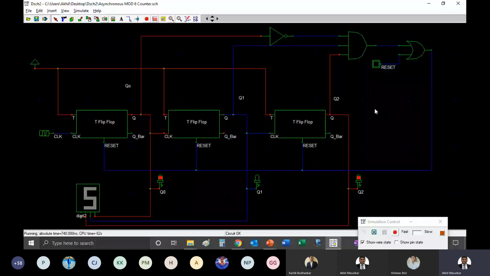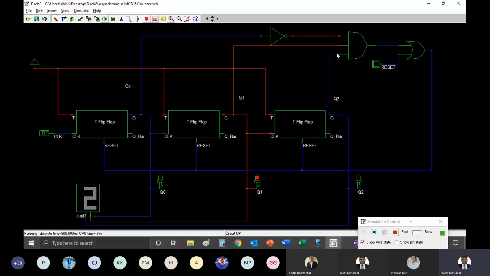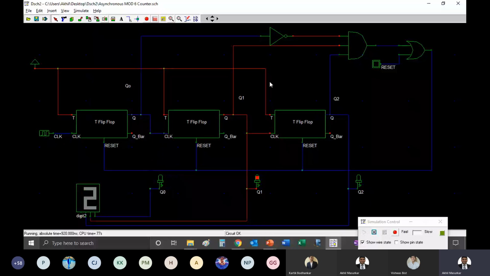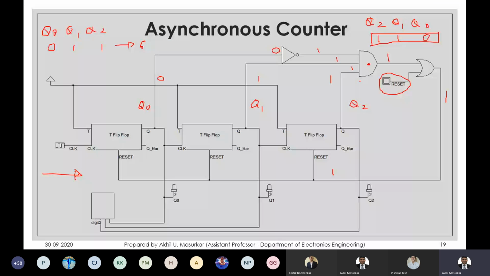There is a problem with this circuit actually: though the counter is counting from 0 to 5, it goes into the sixth state, that is the invalid state, for a certain time. Though it is not for the complete time, it goes into that state for a short while. Unless it goes into that state, the output cannot become 1 for the AND gate. That is why this creates a problem called a glitch. So let us look at that problem.